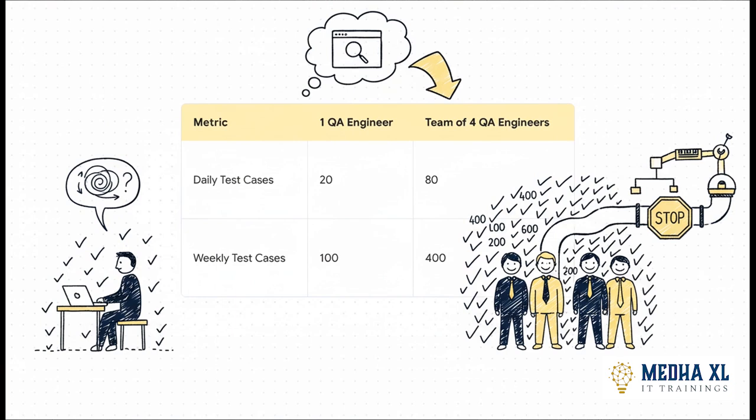Okay, just look at how this explodes. A single QA engineer, as you can see, might get through about 20 test cases in a day. That's 100 a week. But scale that up to a small, pretty standard team of 4, and suddenly that number skyrockets to 400 test cases every single week. That much manual work isn't just a grind. It's a huge bottleneck for any project.